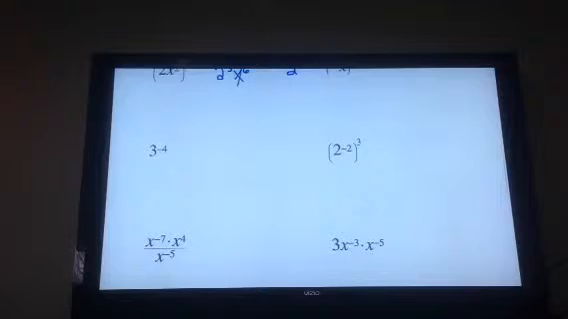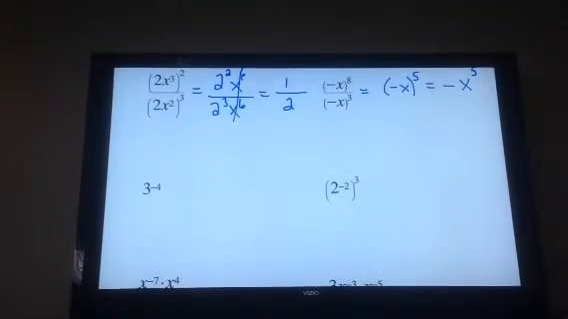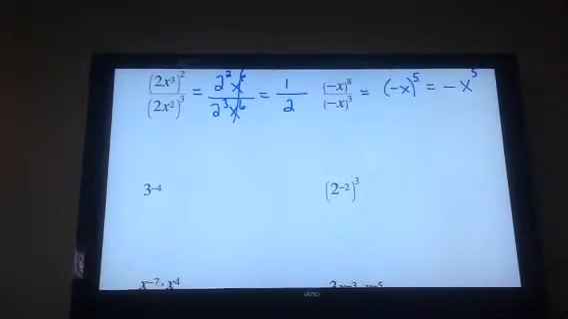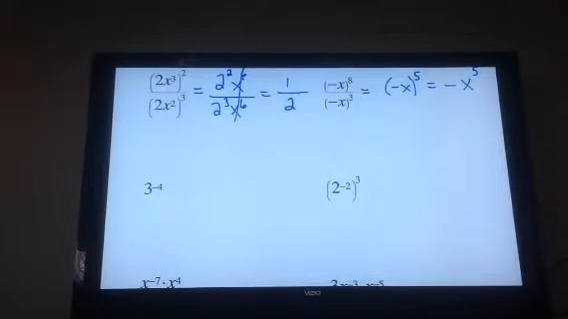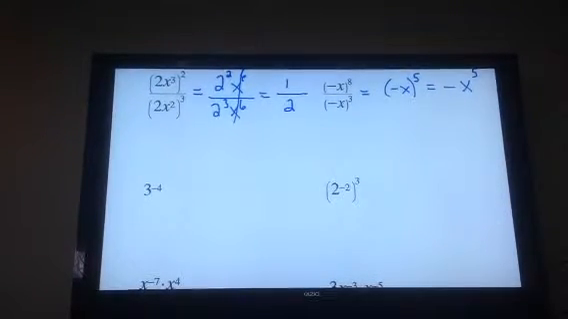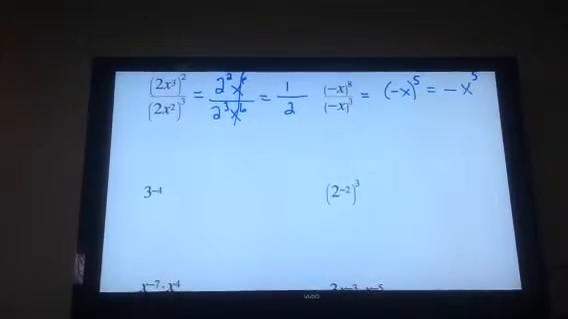Okay, we're going to get into some of our negative powers now here. 3 to the negative 4th. Now I realize that you could just punch this in your calculator and get an answer, but I want to make sure you know how to do it without a calculator, because when you're working with variables, you can't use your calculator, okay?